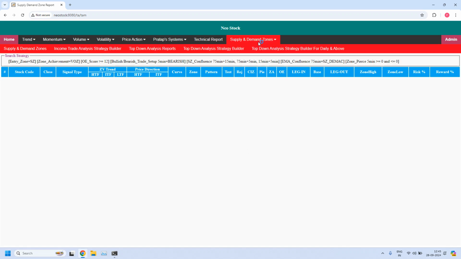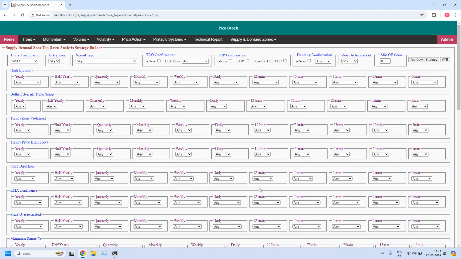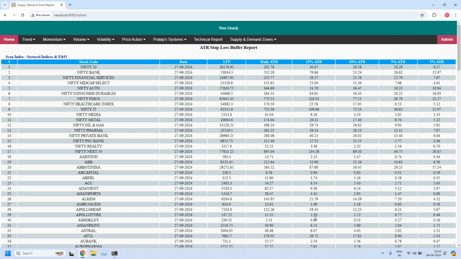With this we have completed all the 4 bullish and bearish trade setups for all the 4 income trades. In the final report I am going to generate stop buffers based on daily ATR. All these are stop buffers, and the first 17 in this list are indices, including all the sectorial indices. Remaining all are equity stocks. The stocks are filtered based on the stocks listed in F&O, but they are all equity stocks.